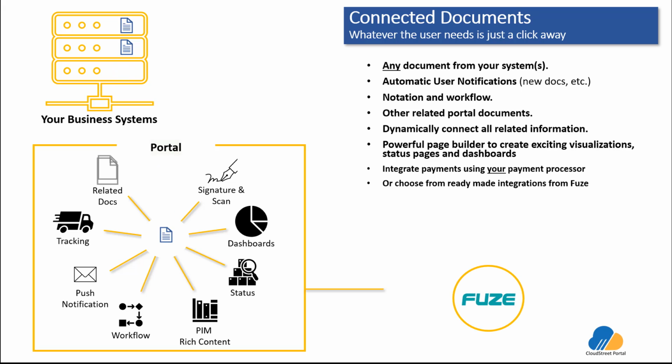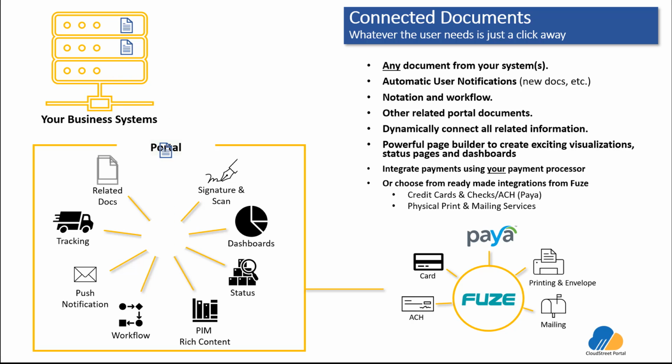We also have ready-made integrations from our partner Fuse Payments, and they have systems already available that integrate directly to credit card payment processors, ACH processors, and are based on the Paya payment platform. In addition, they offer services such as printing in envelopes and mailing those. So if you need to produce physical documents that are mailed out to your customers, then Fuse might be an excellent option. And again, we already have the integrations available with Fuse.